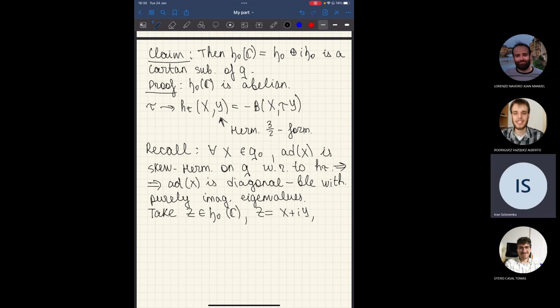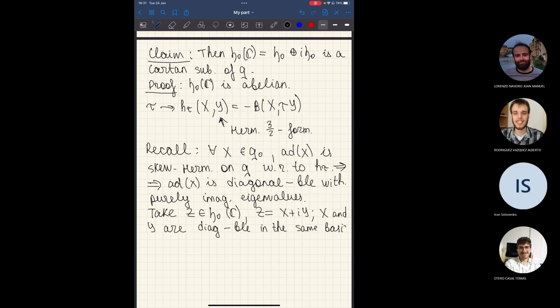Well, because X and Y, or X and IY, commute, because H0 is abelian. So their adjoints also commute. So you have two commuting operators which are diagonalizable. So they can be diagonalized by linear algebra in the same basis. And in this basis, X plus IY will just be also a diagonal matrix. So let's say like this, X and Y are diagonalizable in the same basis. Therefore, so is Z. Therefore, Z is semi-simple.